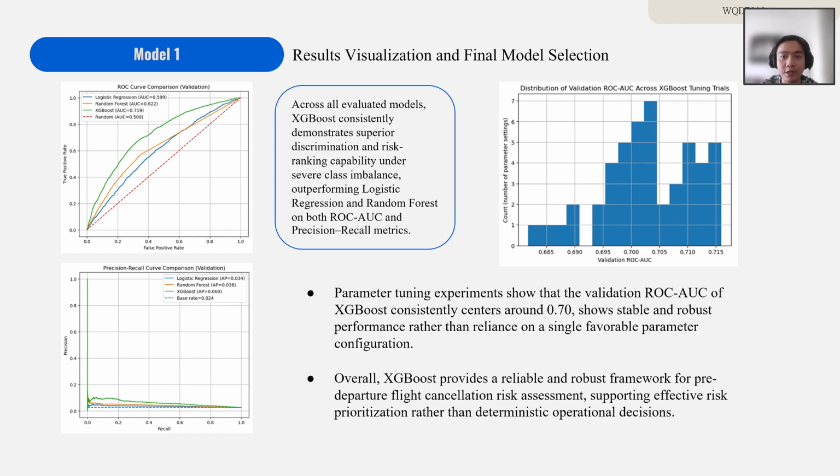On the right, we show the results of parameter tuning. The validation AUC values are grouped closely around 0.7. This shows that the model is stable and not based on a single lucky result. To conclude, XGBoost gives the best and most stable performance among all models. It's suitable for flight cancellation risk assessment before departure, where the goal is risk ranking, not direct decisions.